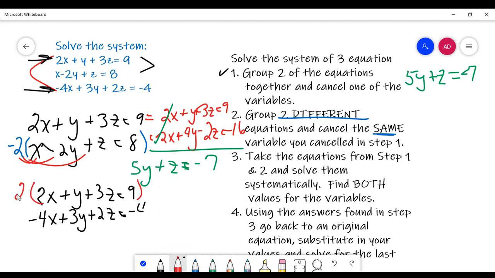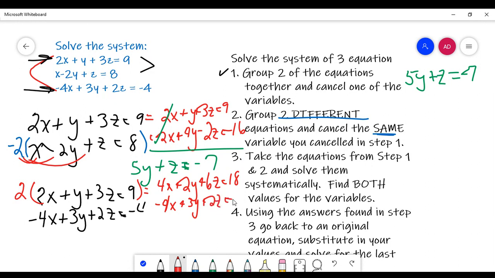So in order to cancel the x's, I'm going to multiply it by 2. And that's going to give me 4x plus 2y plus 6z equals 18. And the second one down here stays the same. I didn't multiply it by anything, so it just gets to chill. That's actually a 4. I know. What the heck is going on with my pen? That's all right. You get the picture.